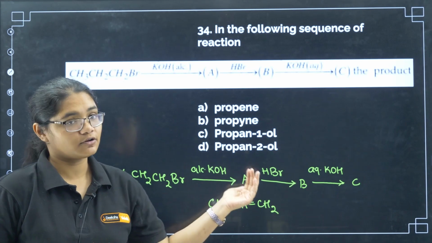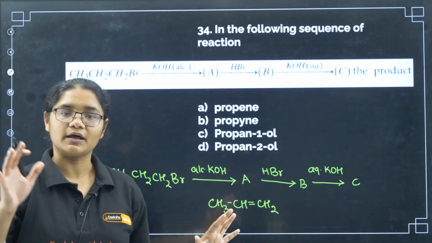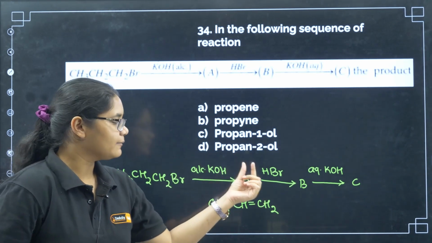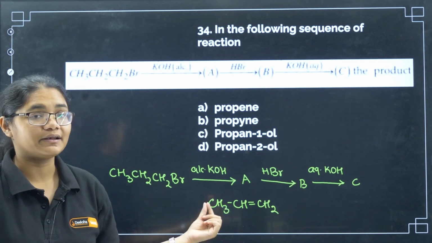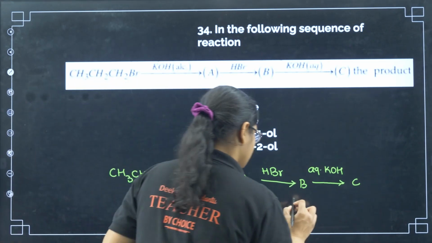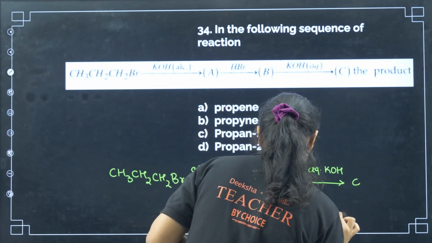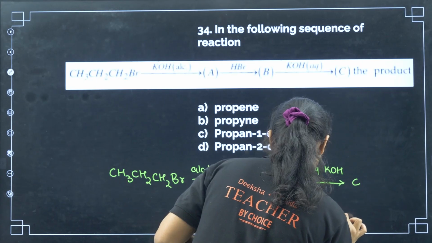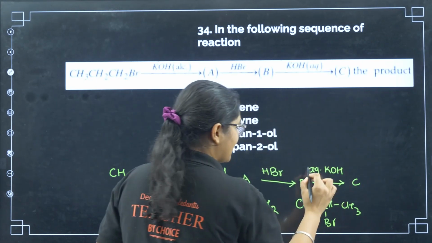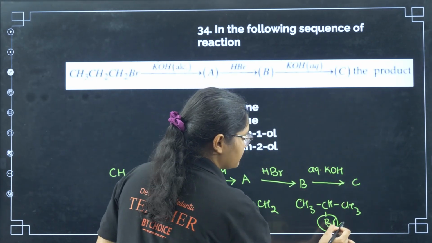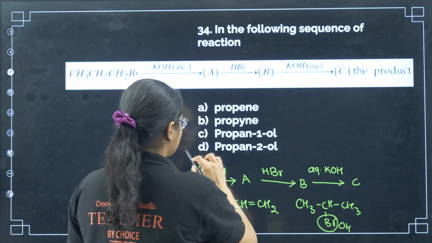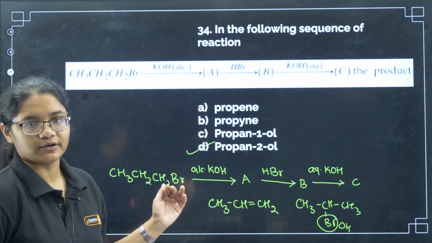It is simple addition of HBr, no peroxide is given, so Markovnikov's rule will be followed and Br will attach to the carbon having the lesser number of hydrogens. So what will I get here? CH3CHBrCH3. Now with aqueous KOH what will happen? This Br will be replaced with OH. So I will get propan-2-ol, that is option number D here.